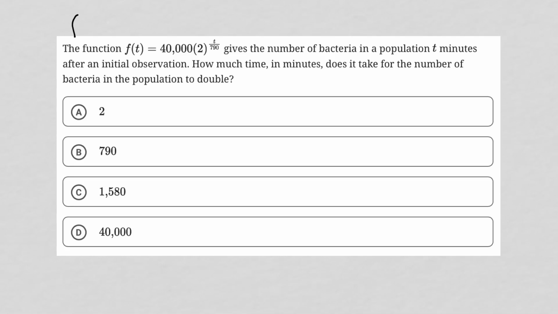So this question says the function f of t equals 40,000 times 2 to the t over 790 power gives the number of bacteria in a population t minutes after an initial observation. How much time in minutes does it take for the number of bacteria in the population to double?